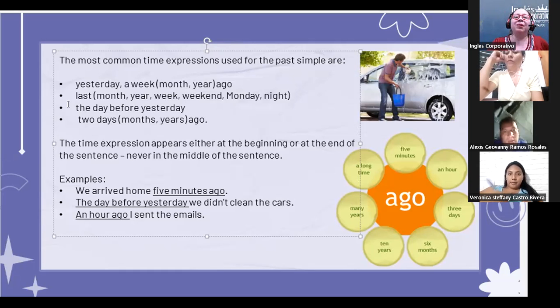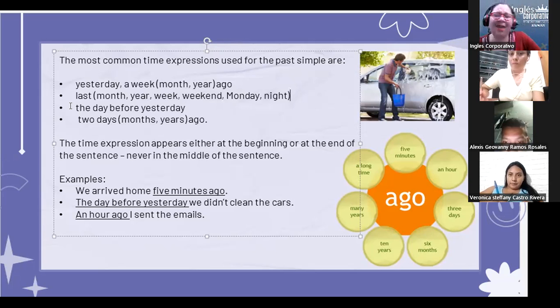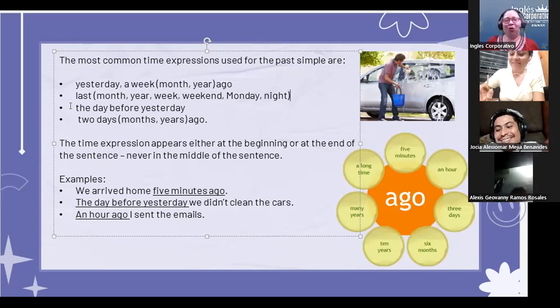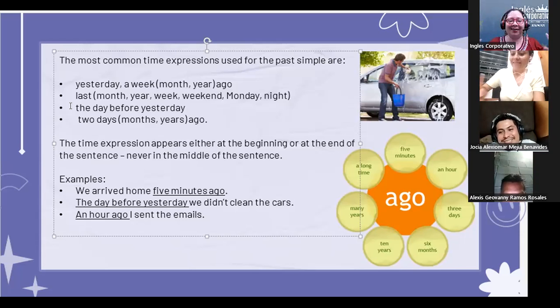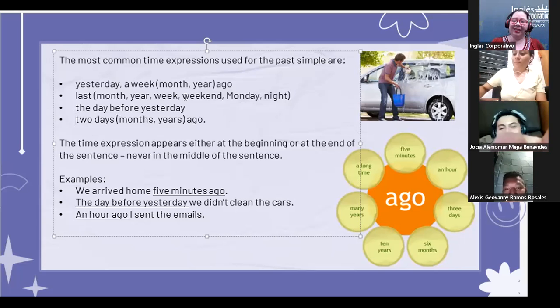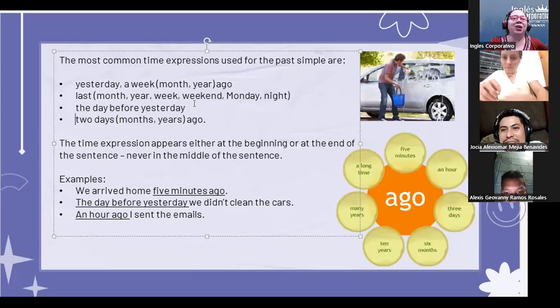Vamos a ver este. The day before yesterday. ¿Cuál sería ese día? The day before yesterday. Antier. No, anteayer, ¿verdad? Ajá, ok. Very good. En nuestro lenguaje, antier. Pues claro, salvadoran, yes. We say antier, and we understand because for us, that's correct. Anteayer sería, ¿verdad? The day before yesterday, antier, no, anteayer. Ok, vamos a ver, very good. Vamos al siguiente.